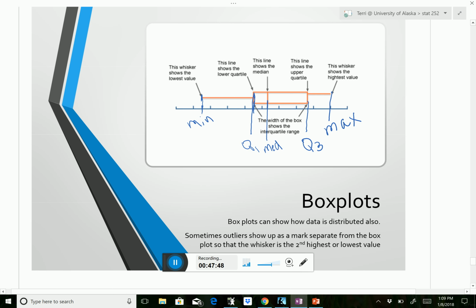Now, sometimes outliers show up like this. If we have an outlier, we may put an extra dot out here. This is truly the max observation, and this is the highest observation that is not an outlier. That is occasionally how it's also done.